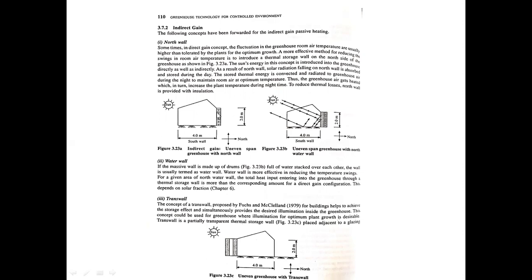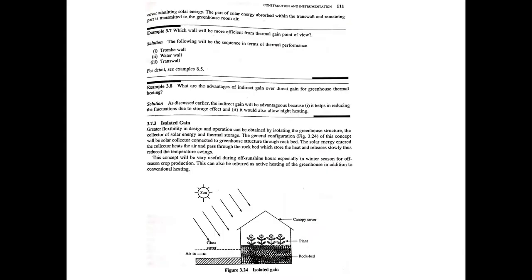Then transwall. The concept of transwall was proposed by Fuchs and McClelland in 1979 for buildings. It helps to achieve the storage effect and simultaneously provides the desired illumination inside the greenhouse. This concept could be used for greenhouses where illumination for optimum plant growth is desirable. Trans wall is a partially transparent thermal storage wall placed adjacent to a glazing cover admitting solar energy. The part of solar energy is absorbed within the trans wall and the remaining part is transmitted to the greenhouse room air.